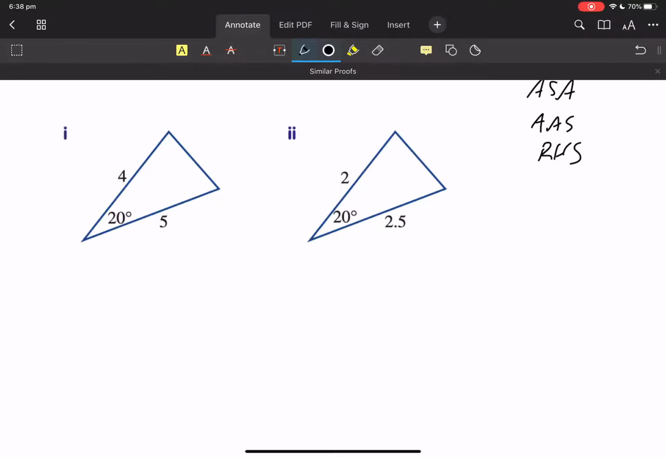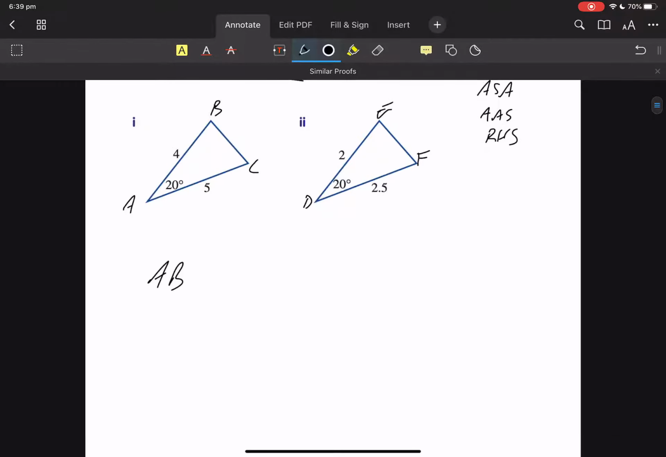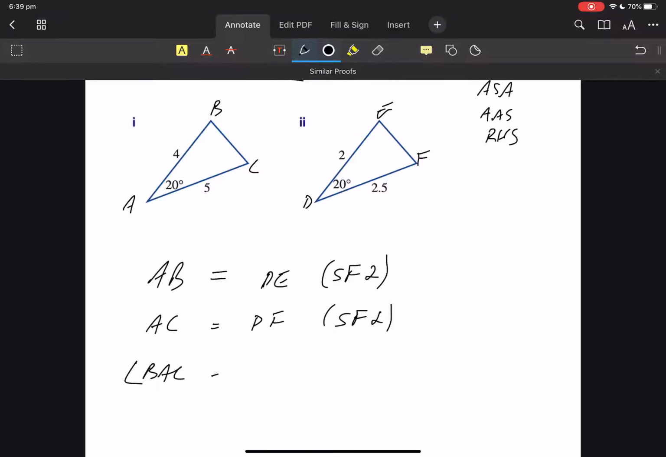The textbook hasn't labeled it for me, which is nice of them. DEF, so we can go AB equals DE with a scale factor of 2. AC equals DF with a scale factor of 2. Angle BAC equals angle EDF. There's no scale factor there. Given.